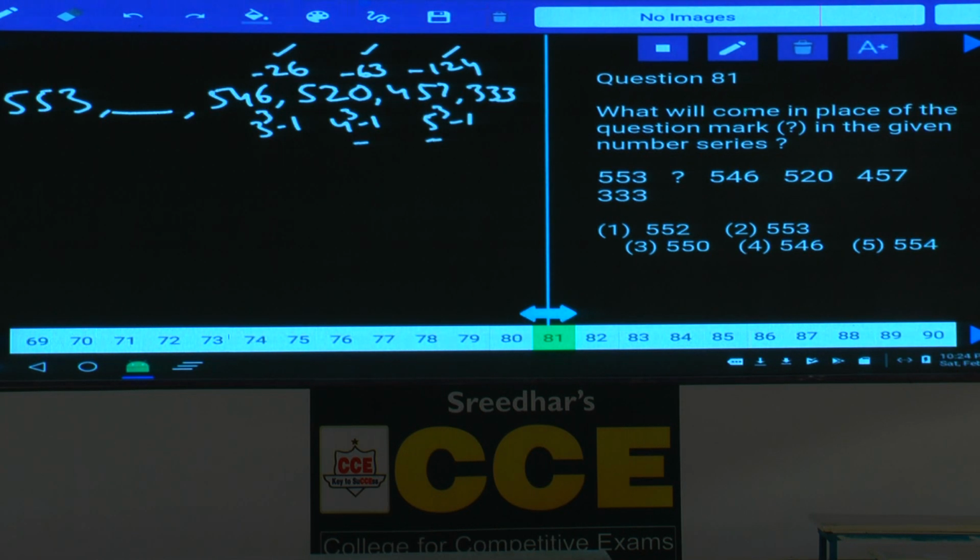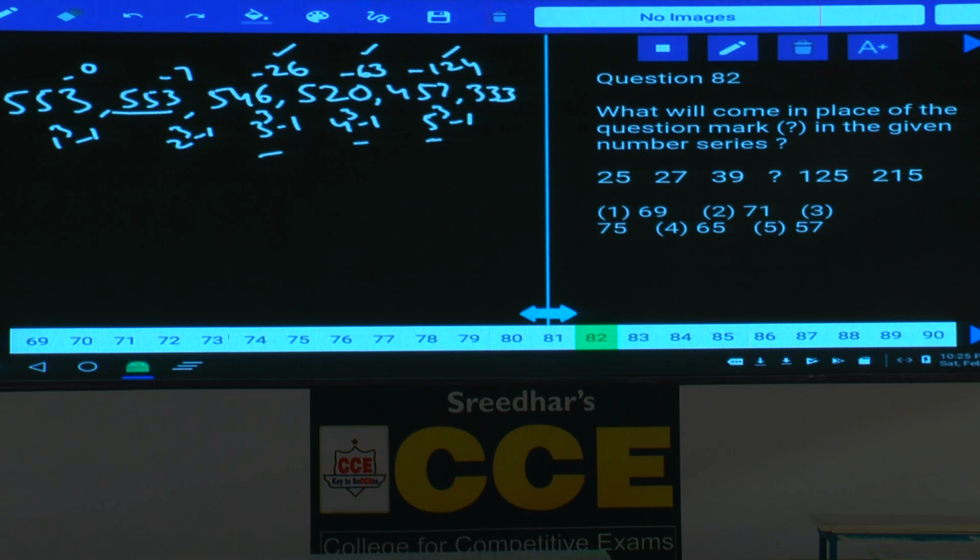Now 5, 4, 3. Next one, how much should be subtracted here? 2 cube minus 1. 2 cube minus 1 is how much? 7 should be subtracted. And the next one, 1 cube minus 1, what is 1 cube minus 1? 0. Hence 0 should be subtracted from the first one, and the same number will be there in the second place. 553, choice 2. Are you following this one or not? Now the difference between the numbers are n cube minus 1: 1 cube minus 1, 2 cube minus 1, 3 cube minus 1, 4 cube minus 1, 5 cube minus 1. Done?